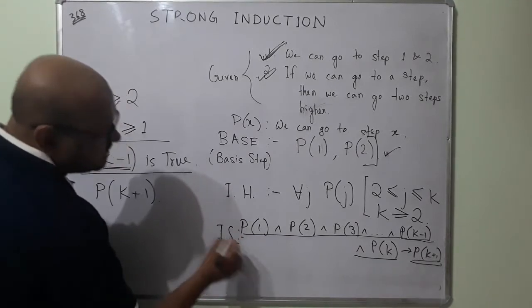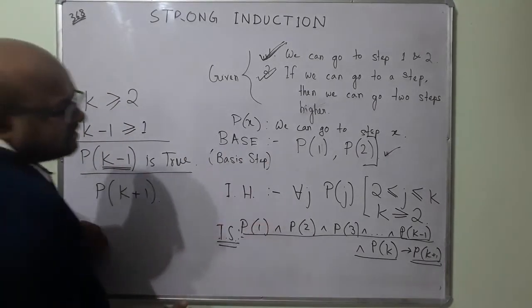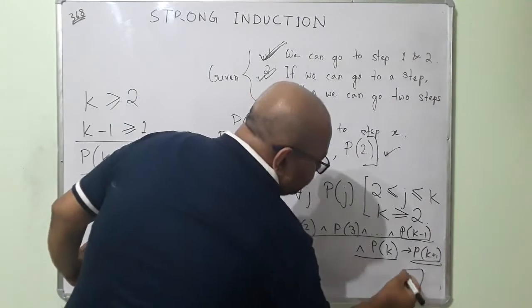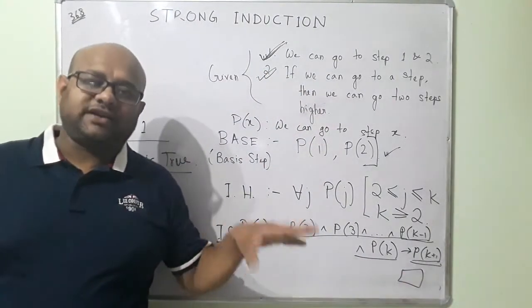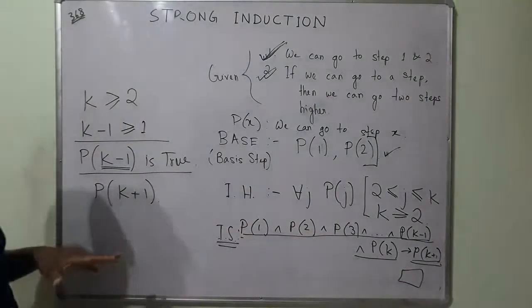Alright, so this is how, after proving my inductive step, I have proven my theorem, my theorem that I can go to any step on this ladder. Alright, now this also makes sense, right?